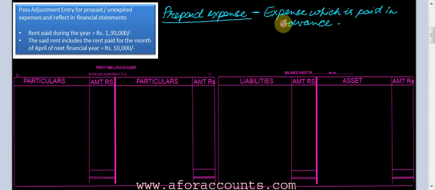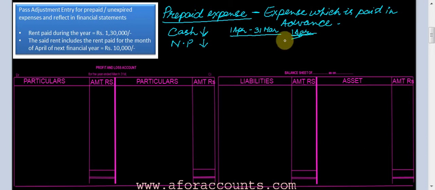So if you pay something in advance, what will happen? Your cash will decrease by that amount, and your net profit will also show a decrease by that amount. Why? Because my financial year is from 1st April to 31st March. I need to pay some expense for 12 months in an accounting or financial year. For next 1st April also, that pertains to the next accounting year, I am paying it in this year only.